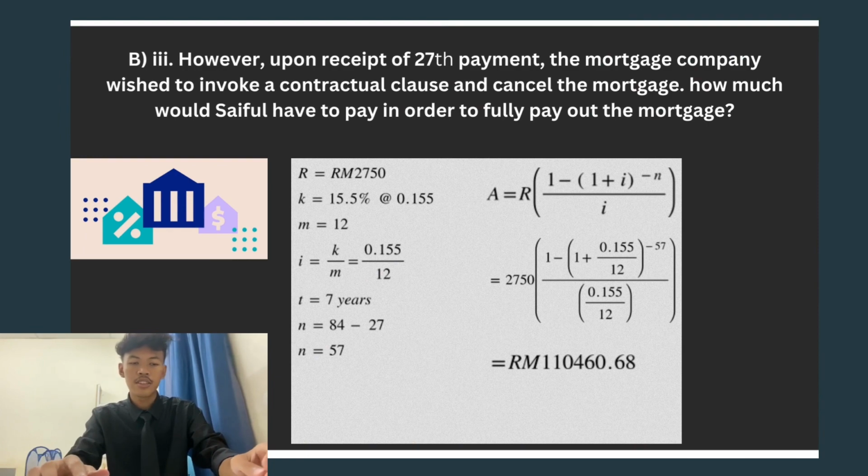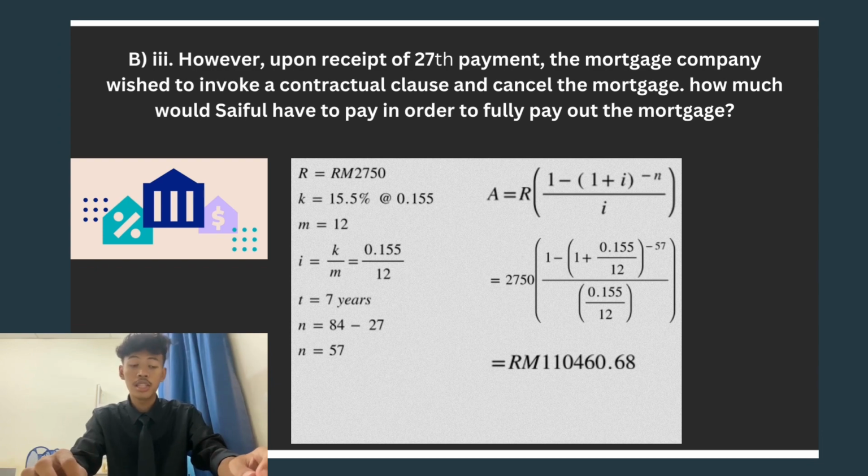So, for the last question for B. However, upon the 27th payment, the mortgage company wished to invoke a contractual clause and cancel the mortgage. How much will Saiful have to pay in order to fully pay out the mortgage? We still use the formula of A equals R bracket 1 minus bracket 1 plus I bracket to the power negative N over I close bracket.